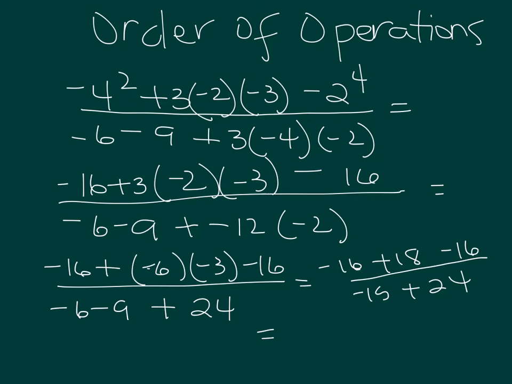On the top, negative 16 plus 18 is 2, minus 16, over negative 15 plus 24 is 9. Back on top one more time, negative 14 over 9 is my final answer.